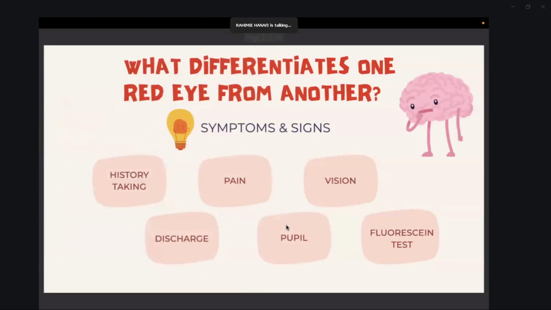Okay, so what actually differentiates one red eye from another? It's important to know the difference in symptoms and signs, which includes the history taking. Okay, so it's good to have a detailed history about the patient's condition, and then pain. Is it severe? How did it start? Is it only mild? Is it associated with anything else? How bad is the vision impairment? Is it just mild, or is it sudden? Is it associated with pain? Okay, any discharge if present, the pupil size, any difference between the right and left? Is there a sudden change in the pupil size? And a fluorescein test.